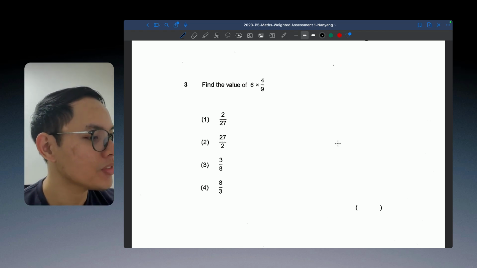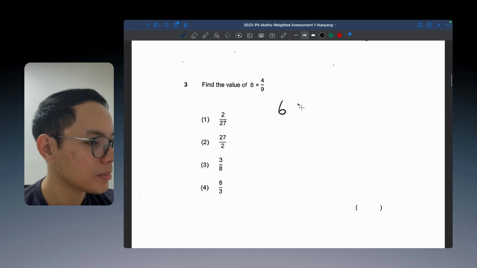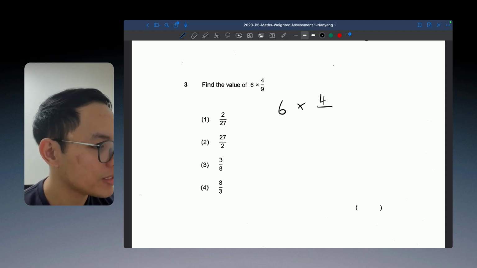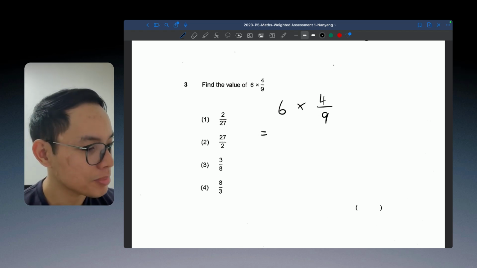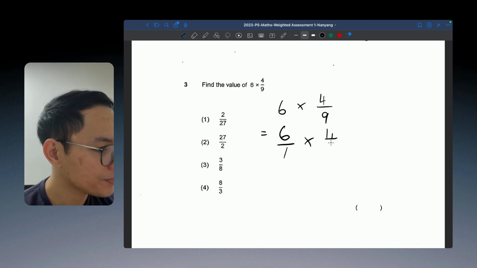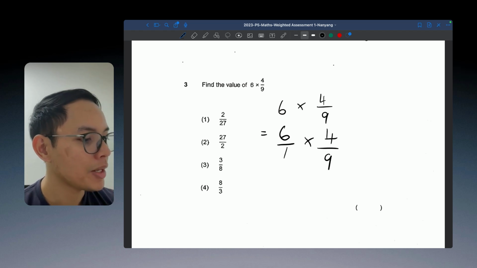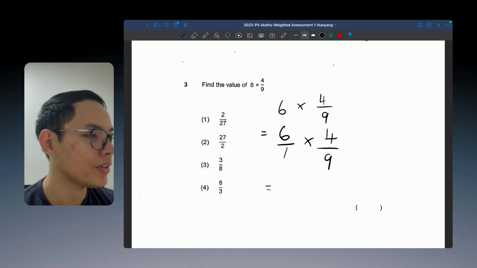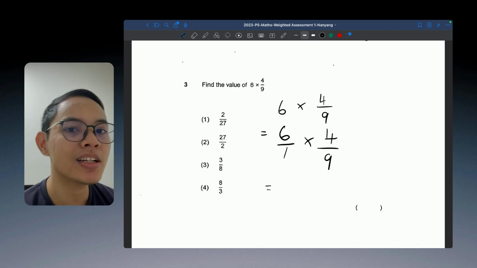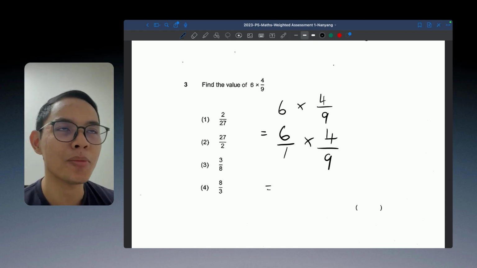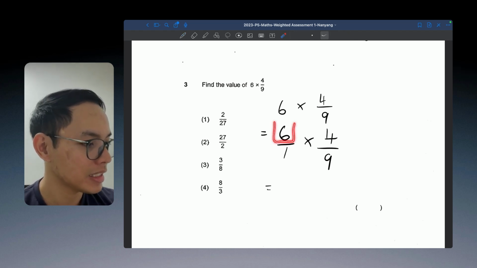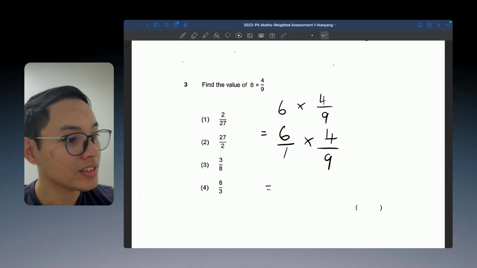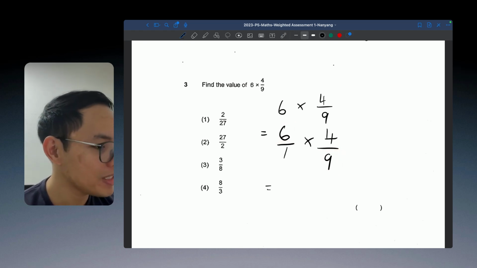Okay, so find the value of 6 times 4 over 9. What is 6 in fractions? Pretty simple: 6 out of 1 times 4 out of 9. With this, we can simplify it even further. Do you see any common multiples between 6 and 9? If your answer is 3, great. So that means we can divide by 3.